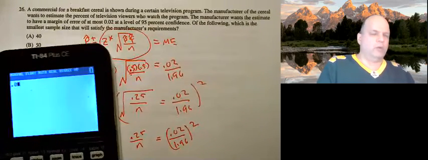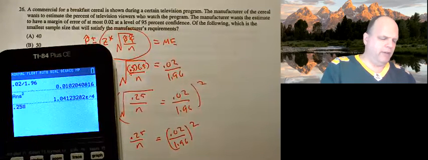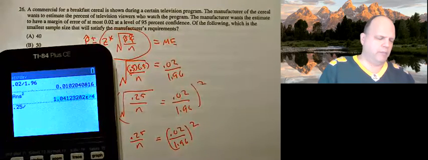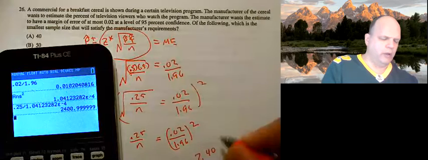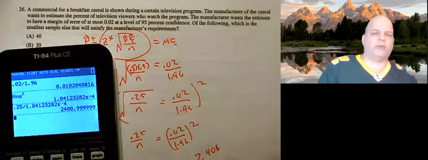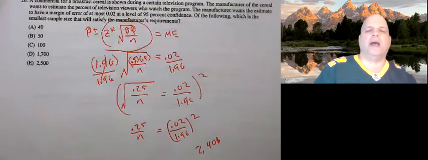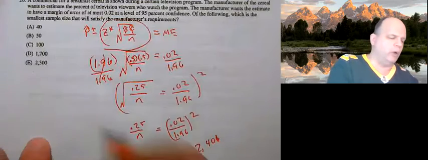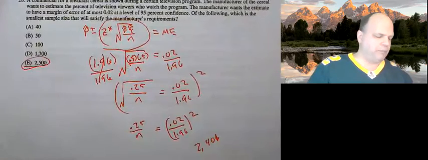So 0.02 divided by 1.96, I'm going to go ahead and square that. And I'm going to take 0.25 and divide it by that value that we just calculated. And I end up getting 2,400. And it always rounds up, so we always round it up. So 2,401. So I want the smallest number that is larger than 2,401. That answer is E. So my answer choice for this number is E.